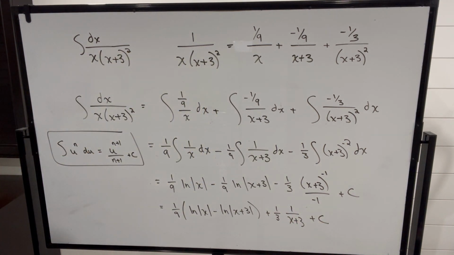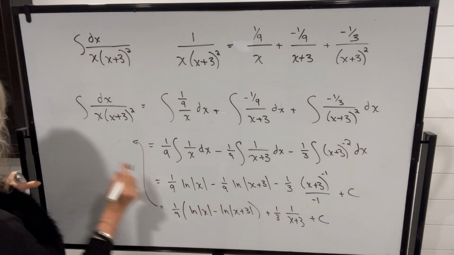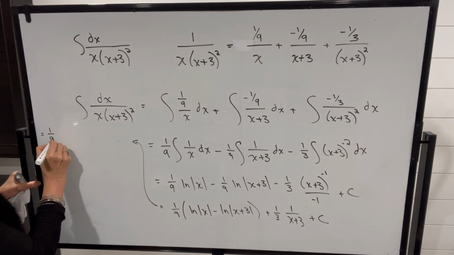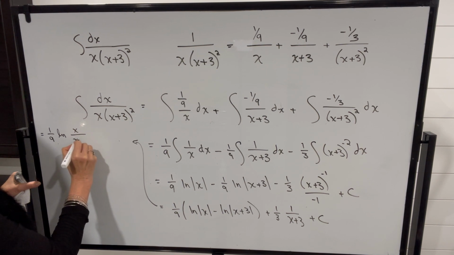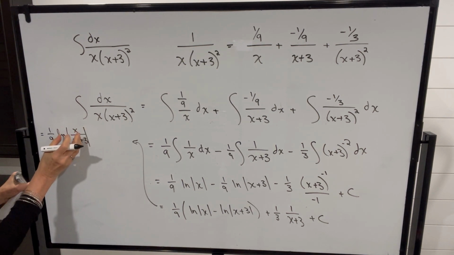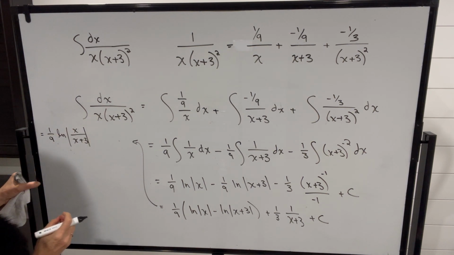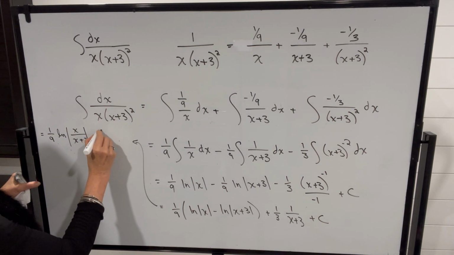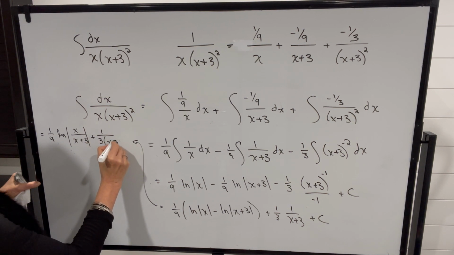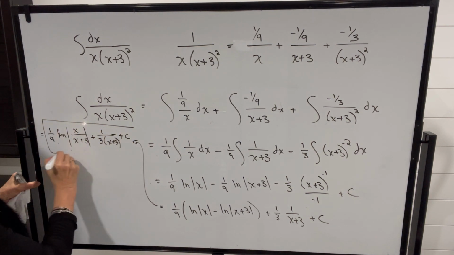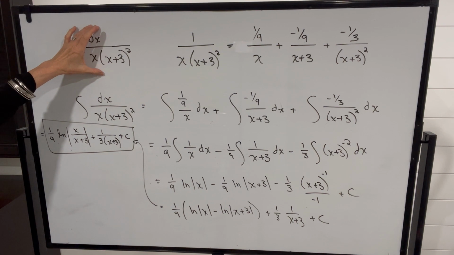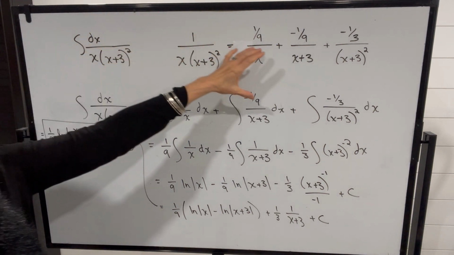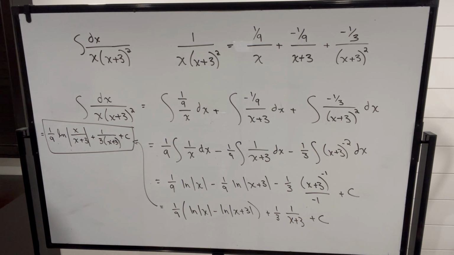And I'm going to go one further step in simplifying this. I can combine these two terms using my properties of logs. So that will be the natural log of x over x plus 3. Don't forget absolute value signs because we need to make sure that value is going to be positive. And I'm going to write this as 1 over 3 times x plus 3. So there is the integral of this function that we weren't able to do until we broke it down into its partial fractions. Let's do one more example.